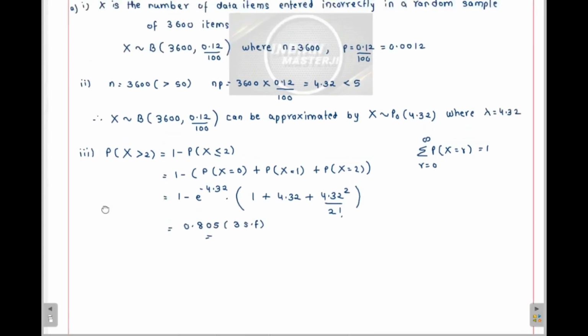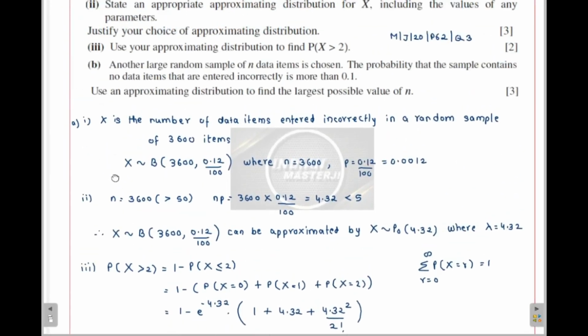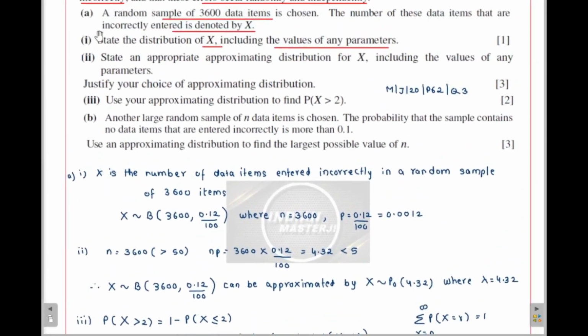Okay, so this ends with the part 3 of question number A. Now let's go to question B. They are saying another large random sample of n data items is chosen. So first of all, the random sample is large, so the value of n is large.